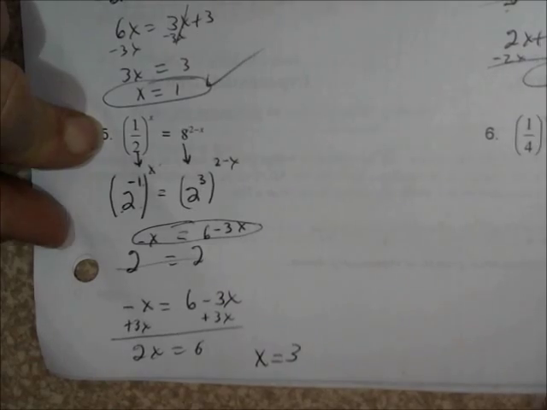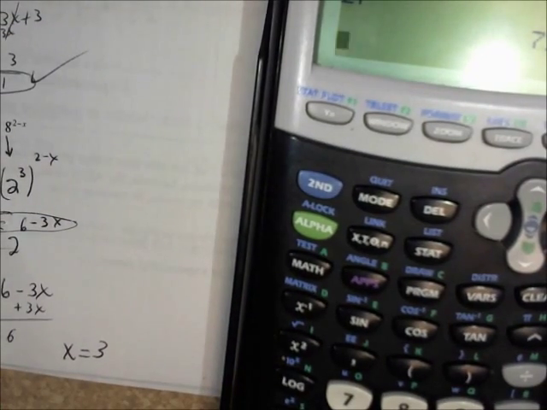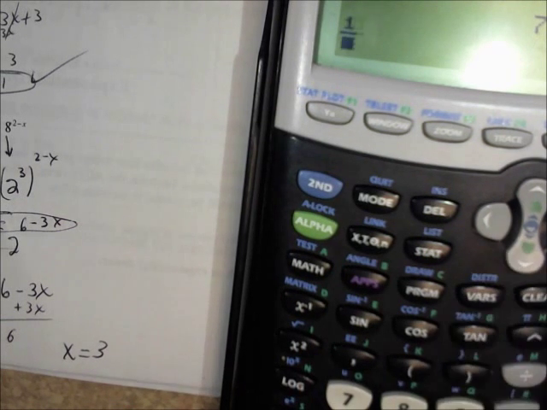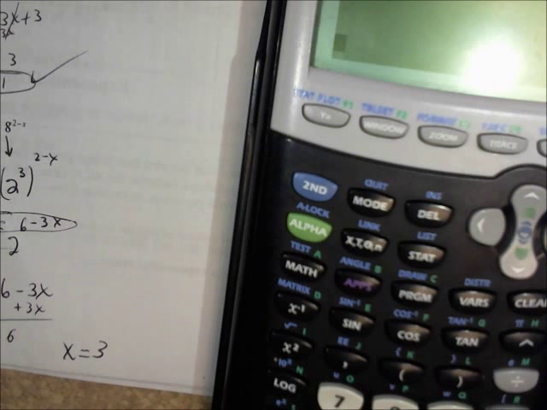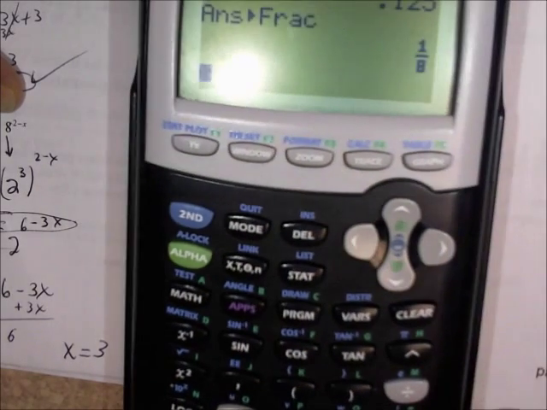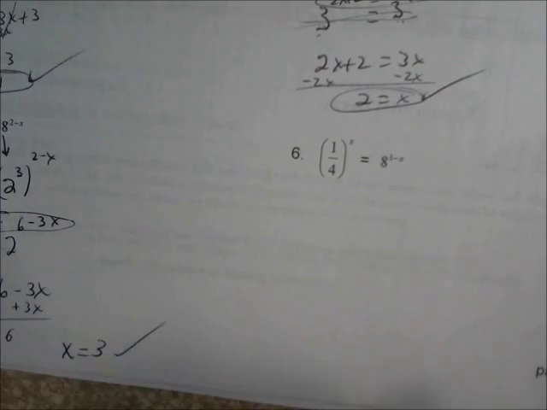So x equals 3, I'll check it down here. And I'm going to hit my fraction button: is 1/2 to the 3rd power equal to 8 to the power of 2 minus 3, which is both giving me 1/8. So this one is checking out. I just really have one more to do.